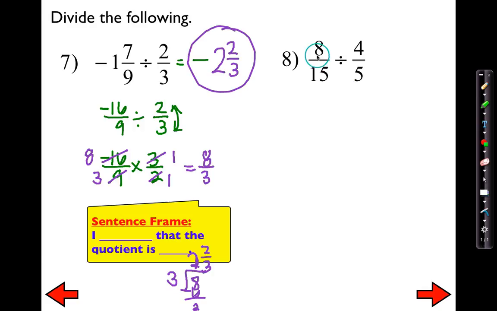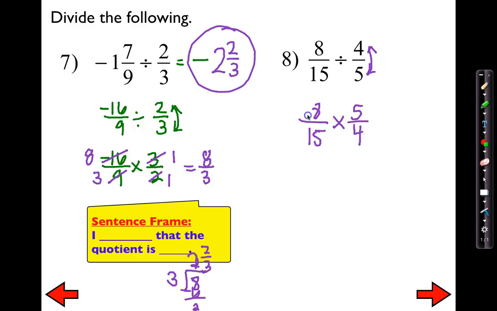Number 18. So here, 8/15 divided by 4/5. Hopefully you understand that we're just basically taking 8/15, and instead of thinking of it as dividing it by 4/5, it's essentially the same as multiplying by the reciprocal of that. So it's 5/4. I'm going to cross reduce.